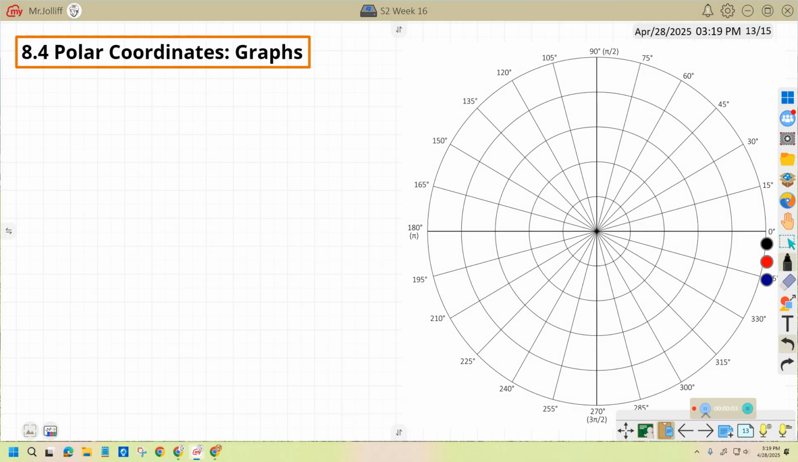Okay, so today and tomorrow we're going to talk about graphing, and we're going back to some fundamental graphing skills that we learned way back in middle school.